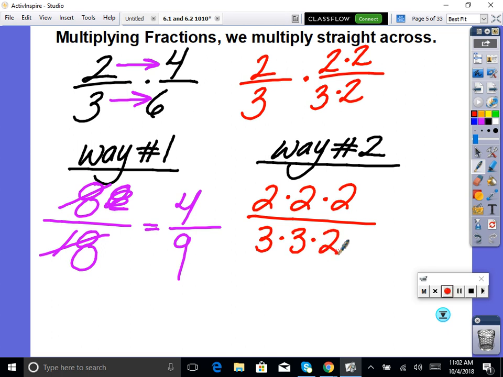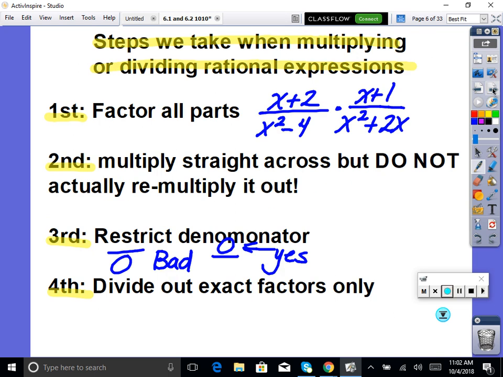Now divide out exact factors. So what's on top? What's on bottom? So do you see how I wouldn't have even messed up had I done it that way? Does that make sense? Okay, so that's the steps we're going to take when doing hard ones. Factor each piece, multiply straight across, but don't actually multiply it out, and then divide out exact factors. Here are the steps. Take a picture of it. I'm not going to wait for you to write it down.